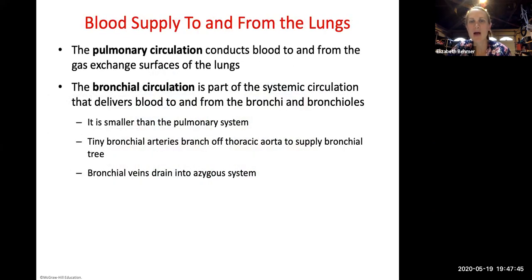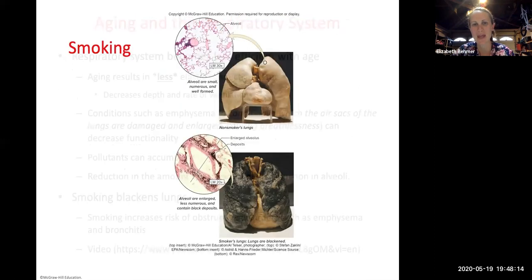And then we get to pulmonary circulation, just one quick review on that. Pulmonary circulation conducts blood to and from the gas exchange surfaces of the lungs. And bronchial circulation is actually part of the systemic circulation that delivers blood to and from the bronchi and bronchioles. So just like the heart needs blood to function, the bronchi and bronchioles need blood to function itself. So that's what bronchial circulation refers to.